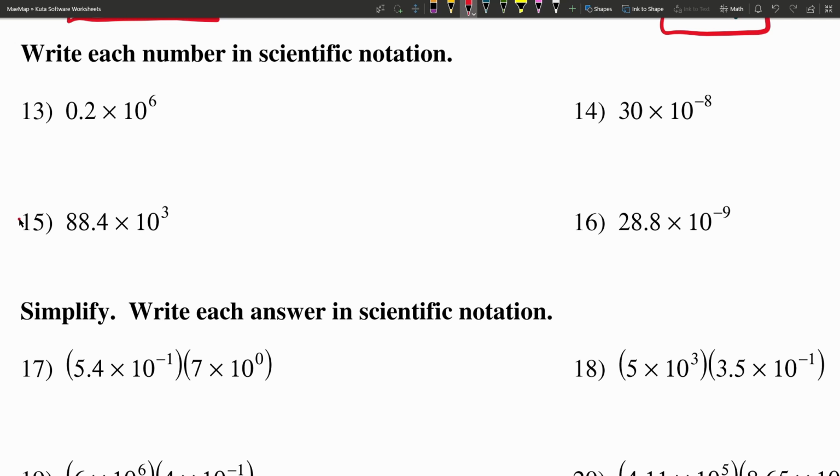For numbers 13 through 16, we're going to be writing each number in scientific notation. These already look similar to scientific notation, but remember, we need a ones place followed by a decimal, and then we multiply by 10 to some power. Whereas here, we don't necessarily have that ones place, or we have more than that ones place. So let's dive in, correcting these in number 13.